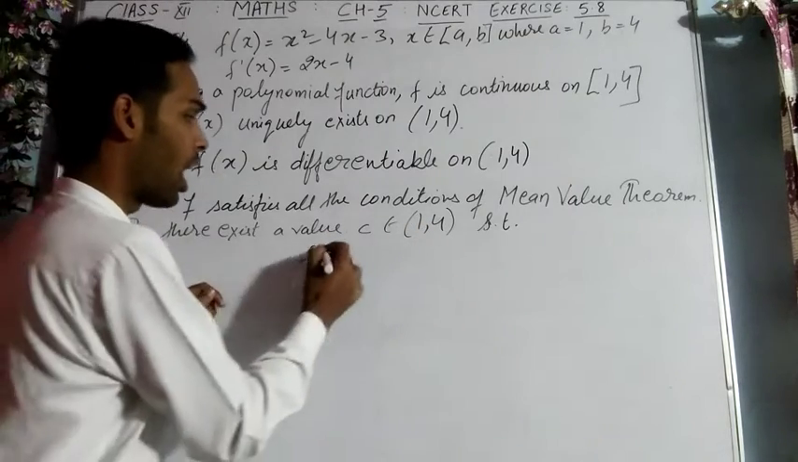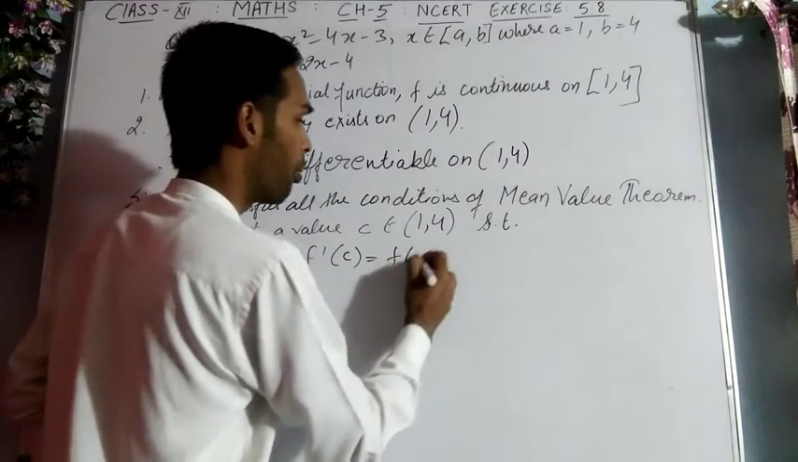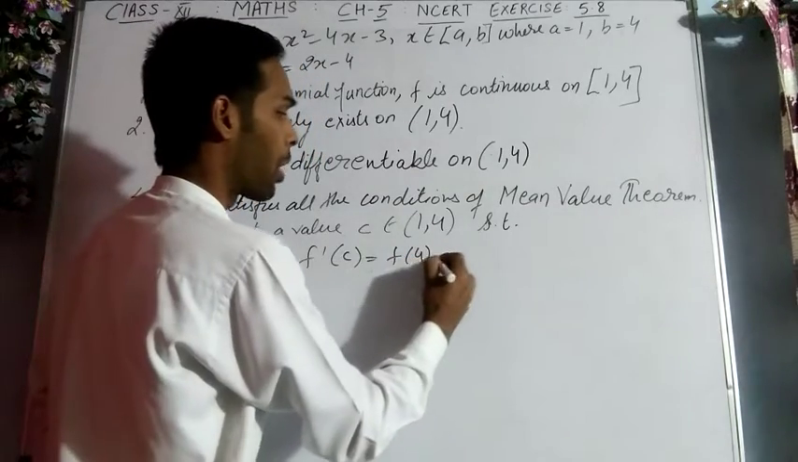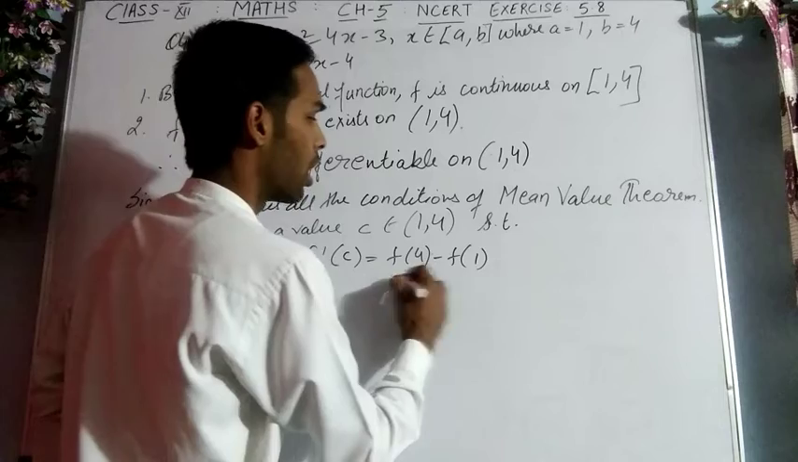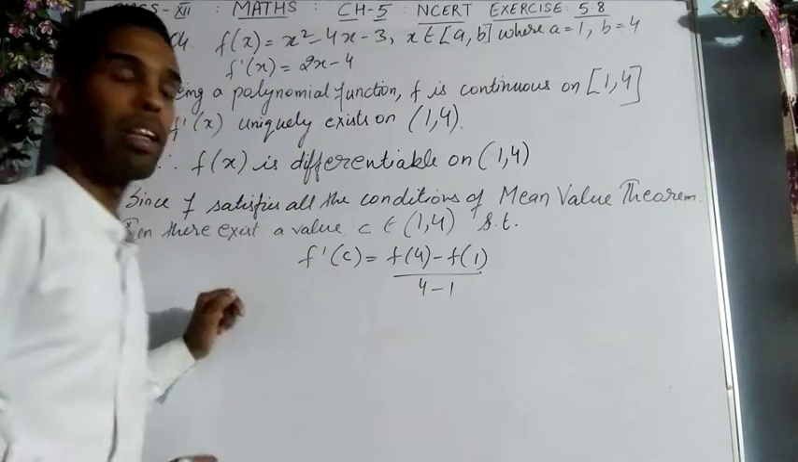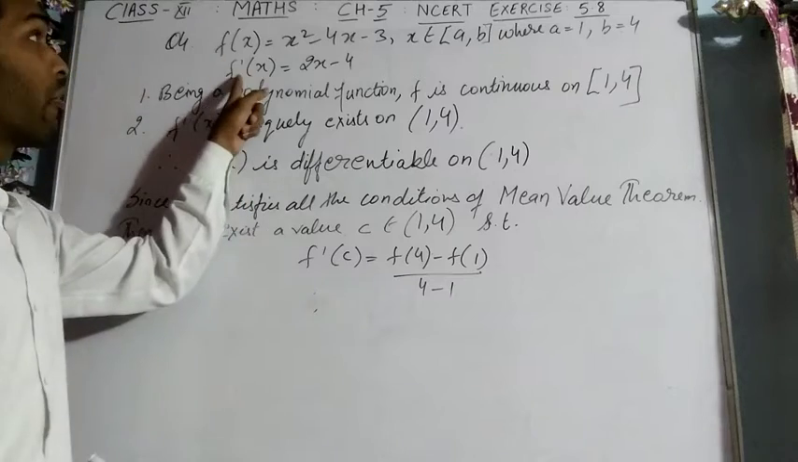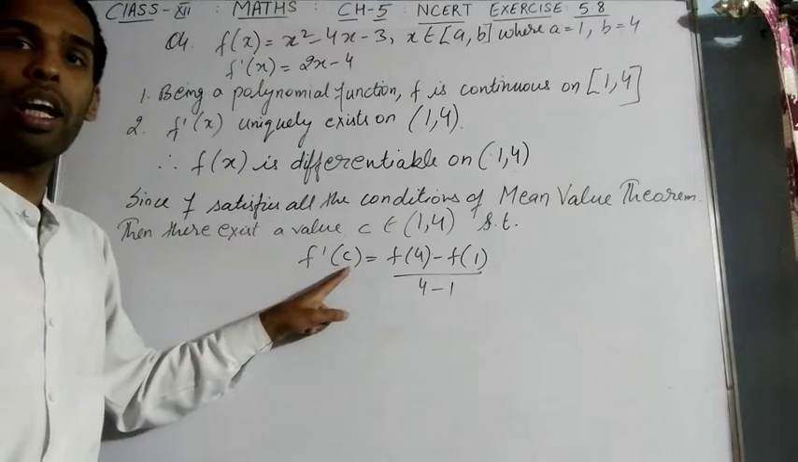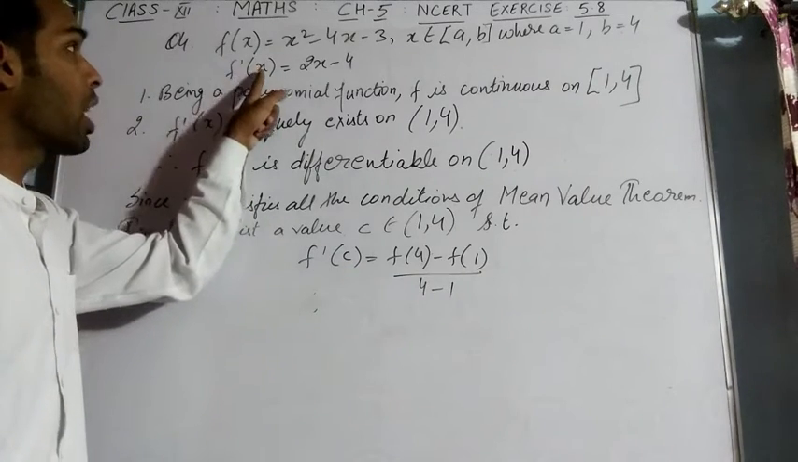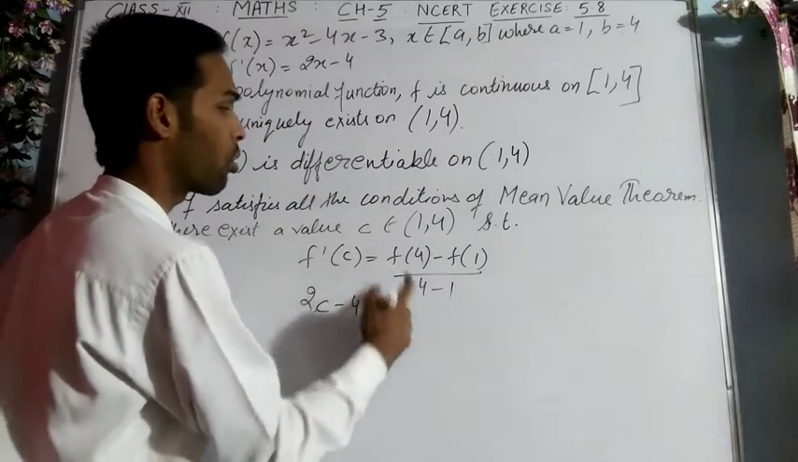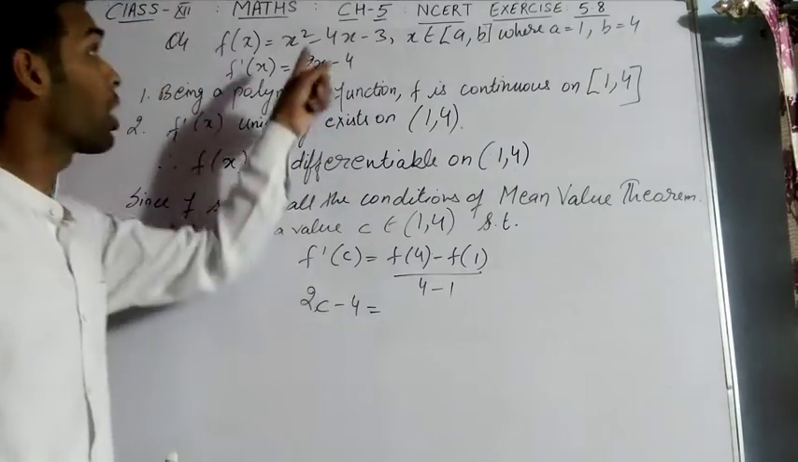So let us check. F dash c is equals to f of b minus, so since what is b here? 4, so f of 4 minus f of 1 upon 4 minus 1, that is b minus a. So f dash c में students इस f dash x में x की जगह आप लोगों ने क्या पुट करना है? c पुट करना है. ये रहा f dash x, यहाँ पे x की जगह c पुट कर दीजिए. So 2c minus 4 is equals to f of 4. अब फंक्शन में 4 पुट कर दीजिए.